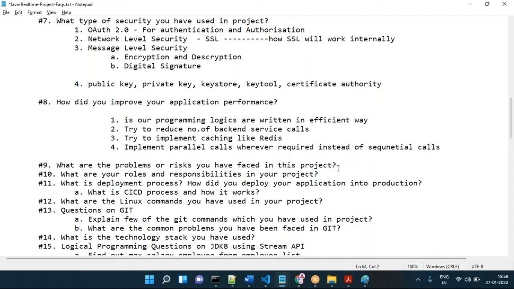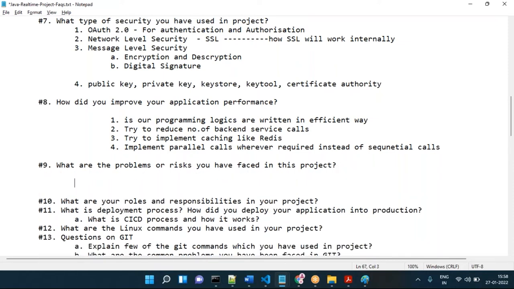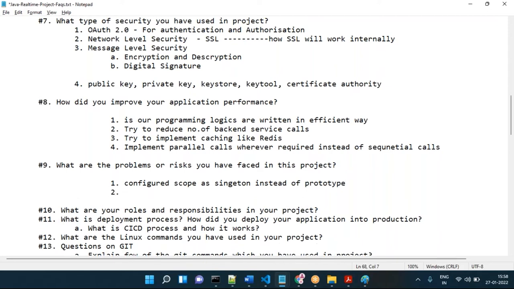Okay, next one, team. What are the problems or risks you have faced in your project? So many problems. First, in our previous project, by mistake we configured the scope as singleton instead of prototype. You may ask, did you do testing in non-prod? Yes, we did testing. Unfortunately, this was not identified by our QE team. When the project moved into production, most of the customers were seeing the same type of data. It is an issue.